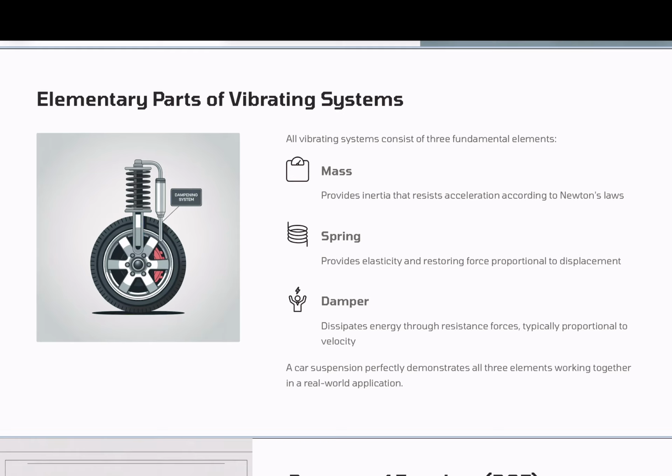A perfect real-world example is the car suspension. We can imagine the car body is the mass, okay. The suspension spring absorbs the bumps, and the shock absorber acts as the damper, controlling the oscillations together. These three elements work to keep the ride smooth and safe. So whenever we analyze a vibration problem, remember we always come back to these three elements: the mass, spring, and damper.